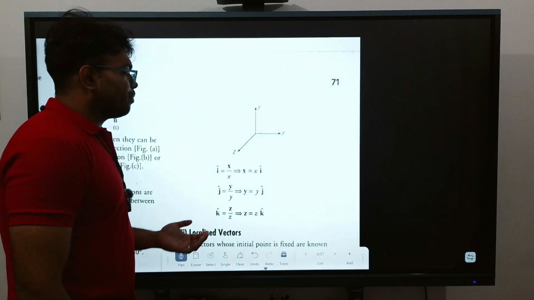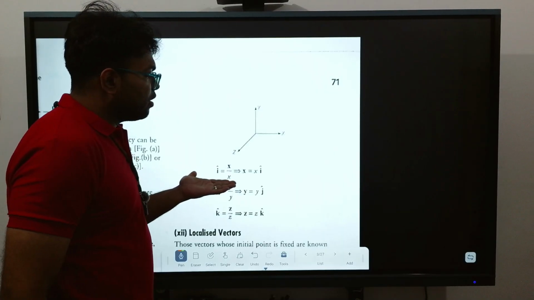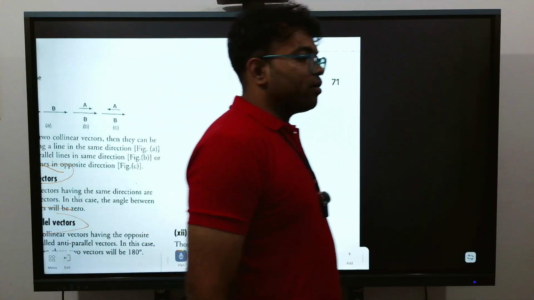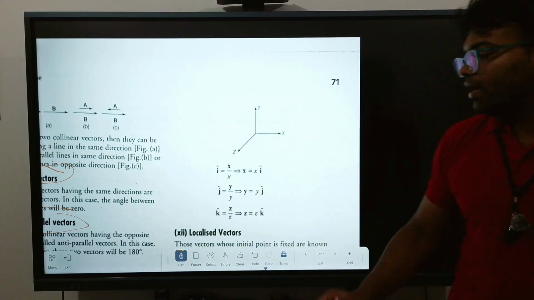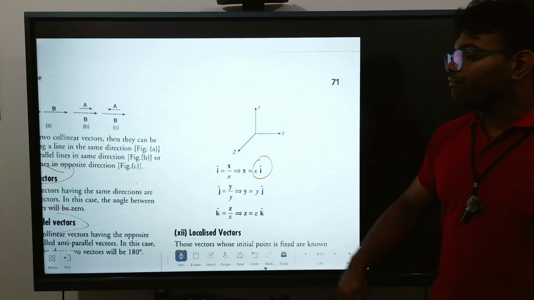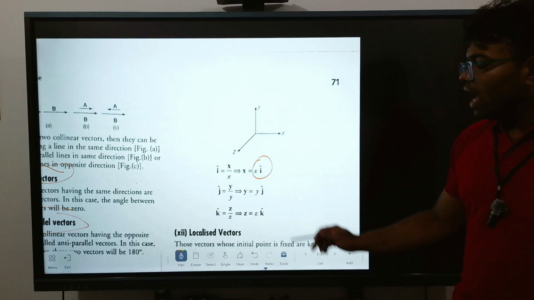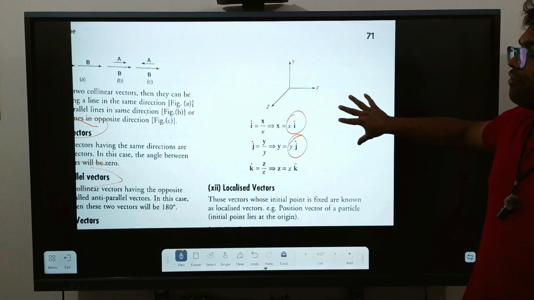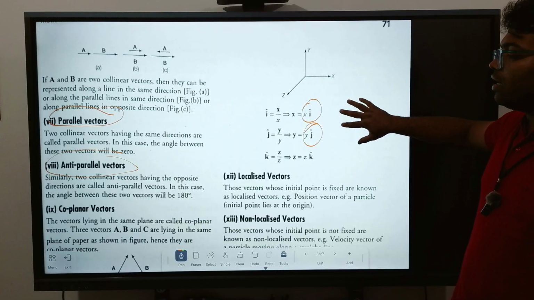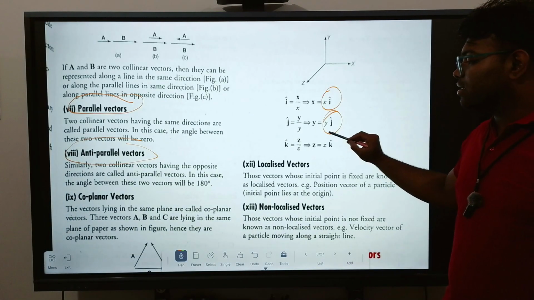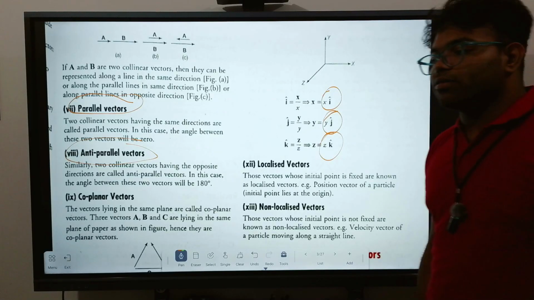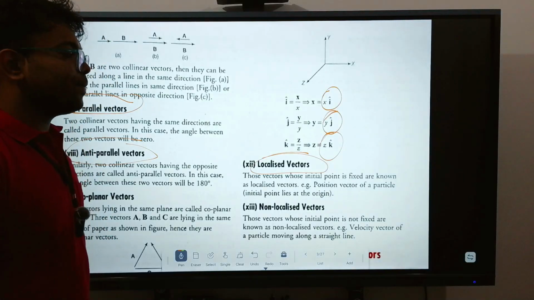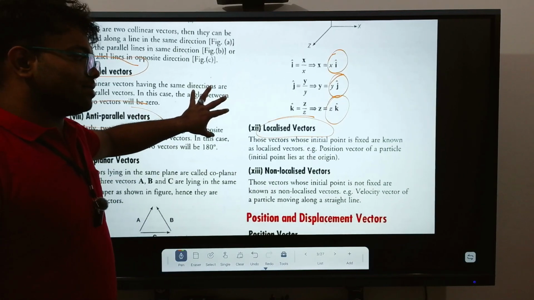Now, I have already told you this: if you have a vector along the x-axis, xi cap becomes a vector along the x-axis having a magnitude of x. Yj cap becomes a vector with a magnitude of y along the y-axis, and zk cap becomes a vector along the z-axis. Okay, localized vectors. Now, what are localized vectors?